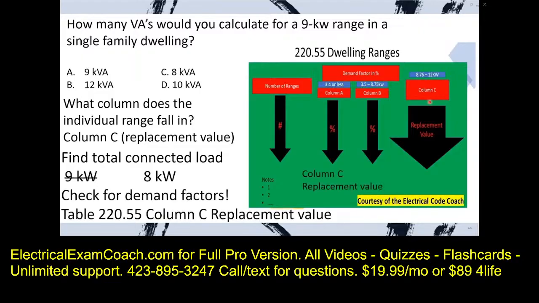But in this case, in table 220.55, column C is a replacement value. It is not a multiplier, so we're just going to select C. Great job.